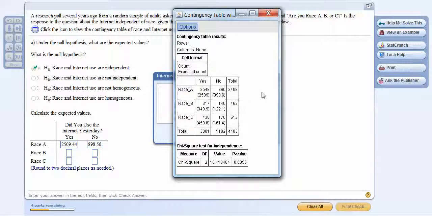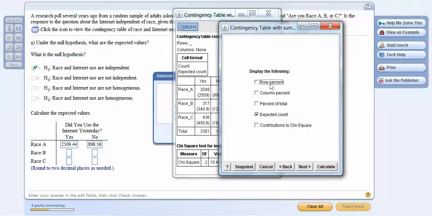I'm not sure why StatCrunch is rounding these off, but the nice thing about setting up the table this way is you'll have some idea if you're in the ballpark of where the number should be. So for you to get these correct in the homework, you're going to have to go ahead and just redo the calculations so you can get the second decimal place. The rest of the questions in this problem you can handle right from here.